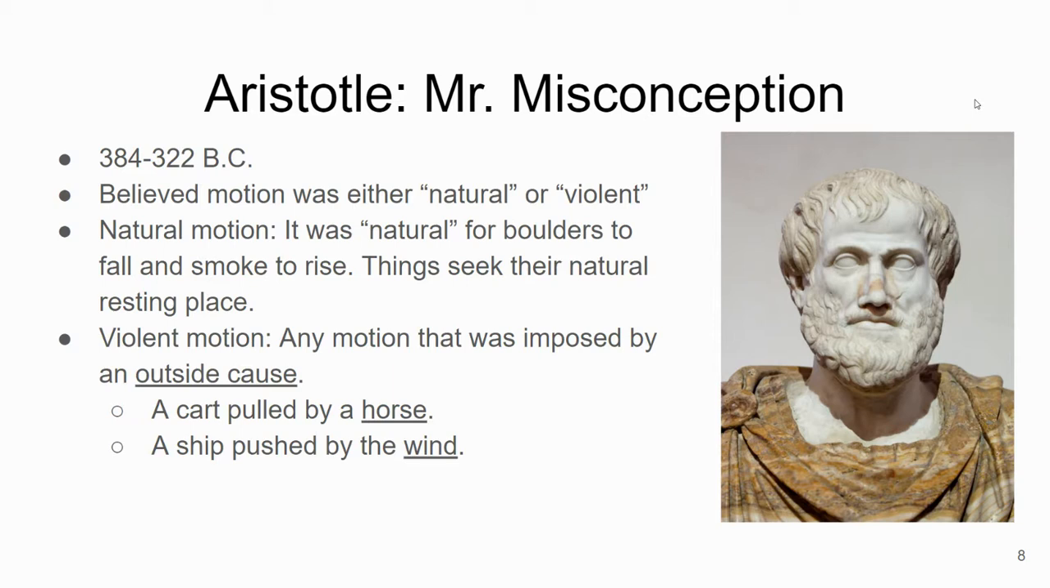So, anyhow, according to Aristotle, motion was either natural or violent. And those words have particular meanings in this case. So, natural motion, let's start with that one. Aristotle thought that it was natural for boulders to fall and for smoke to rise because things seek their natural resting place. So, according to Aristotle, if you pick up a boulder and you let go of it, it goes down. Well, he's right about that. The boulder would go down. But he was wrong about the reason. He thought it was just in the nature of boulders to be down. They're heavy things, and heavy things want to be down on the ground. So if you pick it up and let it go, it goes down. It's not how things work, but that's what he thought.